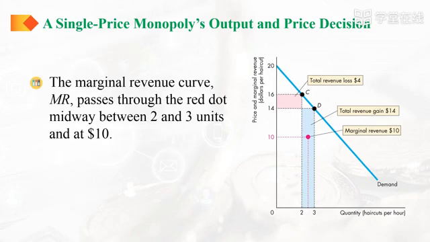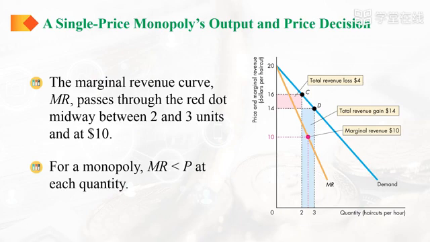Similarly, we can compute the marginal revenue by taking the change in total revenue when output increases by 1 unit. In figure 11.3, the marginal revenue curve, MR, passes through the red point midway between 2 and 3 units and $10. For a monopoly, the marginal revenue is less than price at each quantity. In other words, a monopolist's marginal revenue is less than the price of its good.